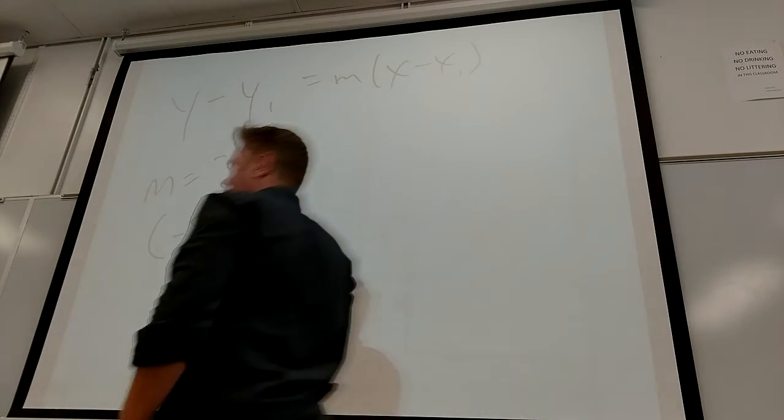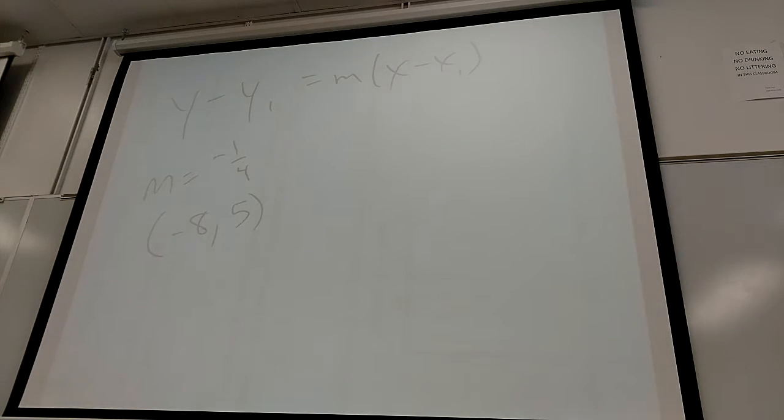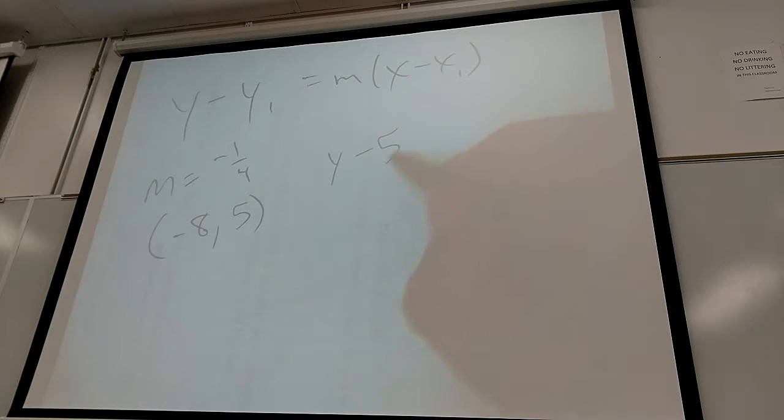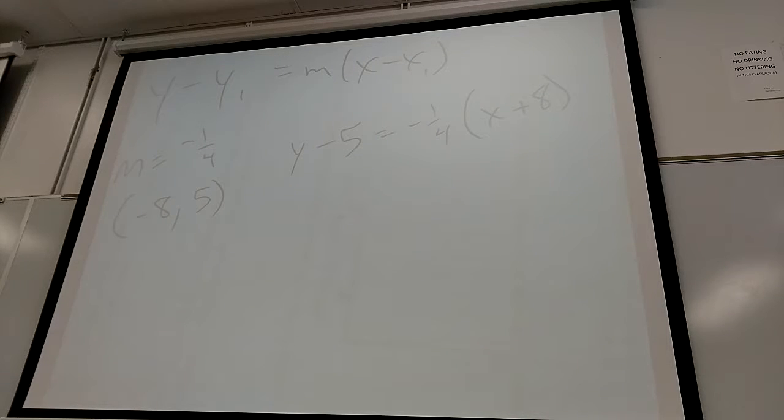Now, the problems don't have to make the numbers nice. I actually have tried to make these numbers kind of nice for right now. Another way to read this equation is y minus the y piece equals slope times x minus the x piece. So what's the y piece of the point? 5. Equals negative 1/4, that's the slope, times x minus the x piece. Negative 8, so that's going to be plus 8. Is that cool? x minus negative 8. And now you just clean it up a little bit.